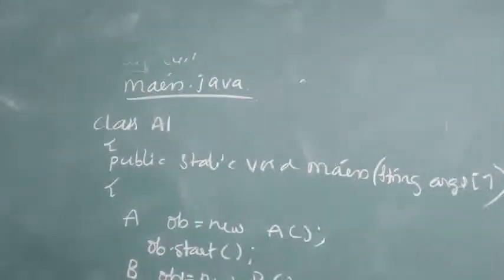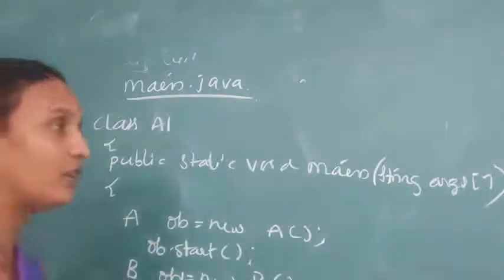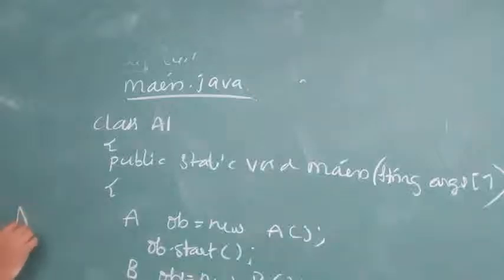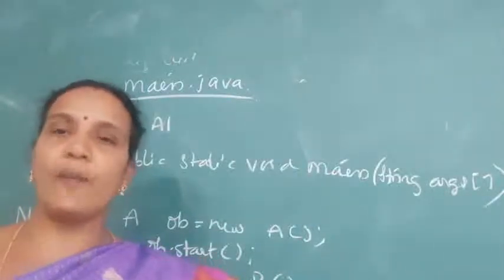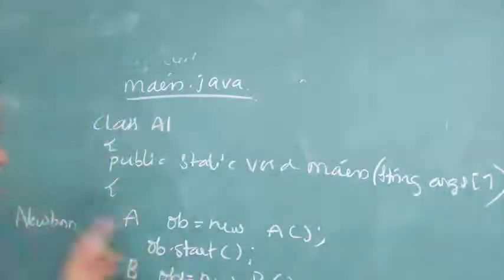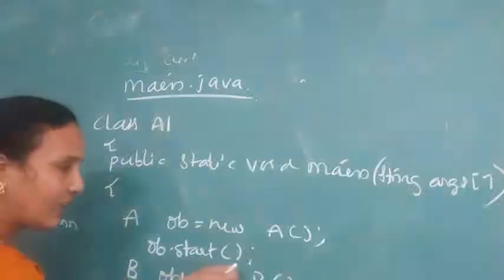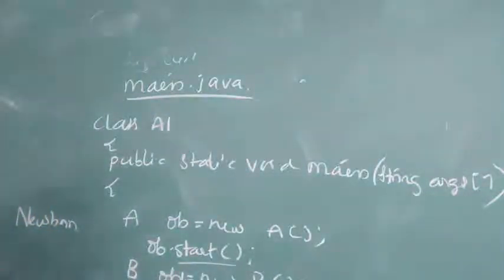Now here, when you create an object, the thread will be in the newborn state. That means the thread is created. That is called the newborn state. Next, when you use the ob.start method, then what happens? The thread execution is started. That is the running state. And after completing this, it will be in the dead state.